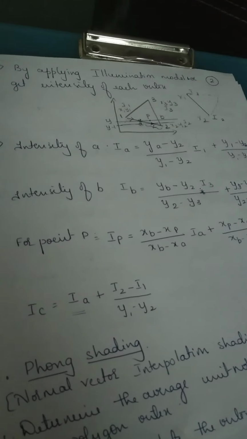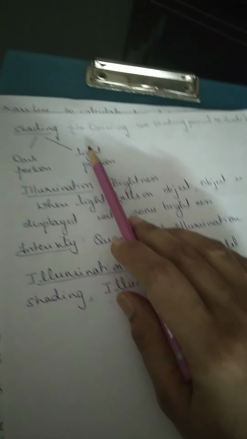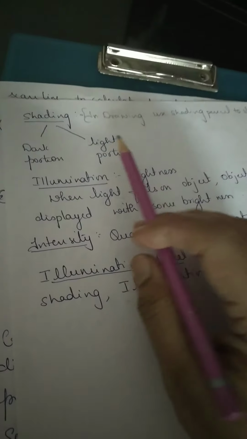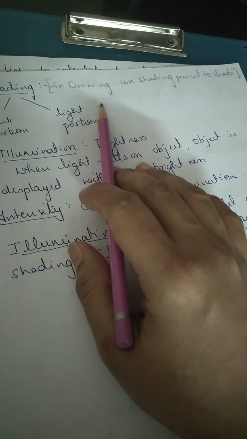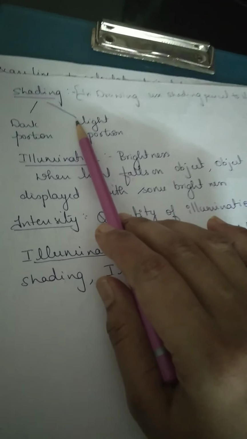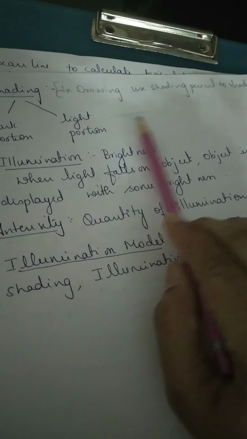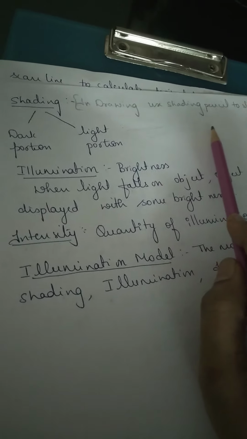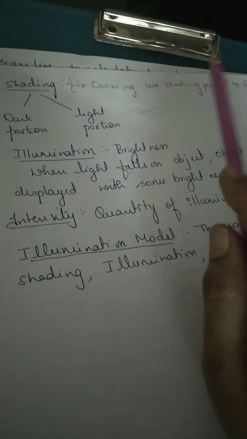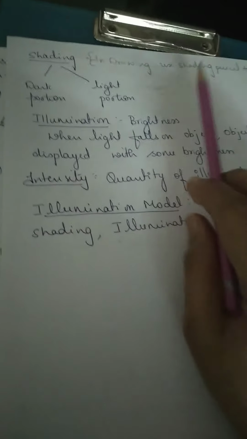Before studying about shading, first we'll see the concept of shading, illumination, intensity and illumination model. What is illumination in computer graphics? First we'll see shading. While drawing, we'll make some portion dark, we'll make some portion light. That is, we'll apply shade to the picture.